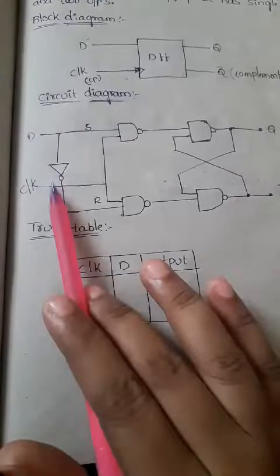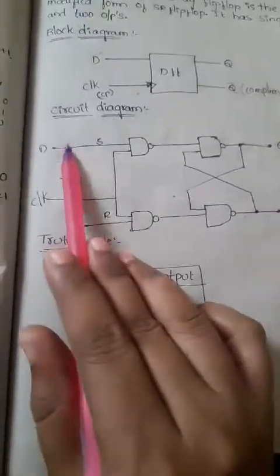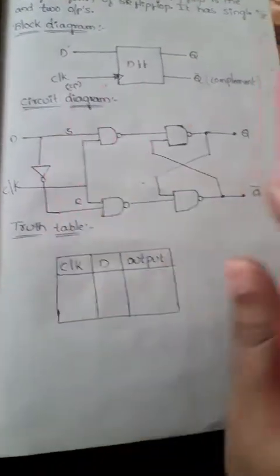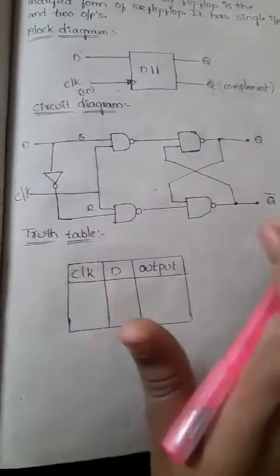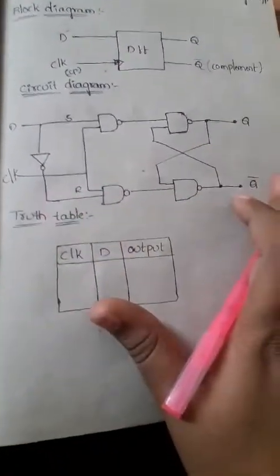Whenever we apply the clock pulse, only then whatever input we apply here will be present at the output side. So simply we can say that the input is equal to the output here.